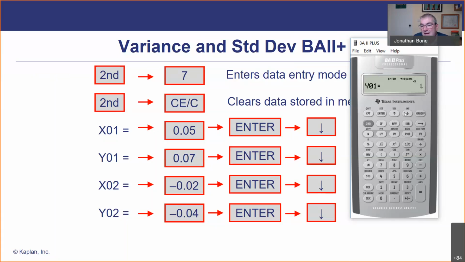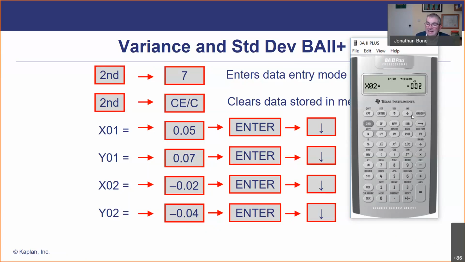What your calculator is now asking you to do is enter the return for the second asset. So this was asset B in our example, and it was 7%. So 0.07, and then again the enter key. Press down again, it changes to X02, so it's asking you now for the second return on the first asset, and that was -2%, so 0.02. You want to get minus, then you hit the plus minus button next to the decimal to get your minus up, and then press enter.